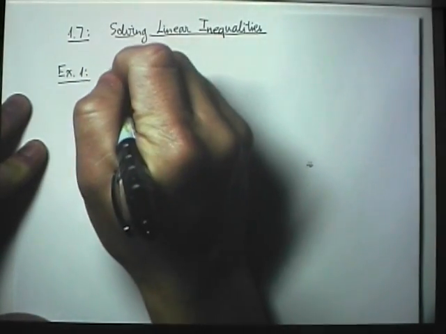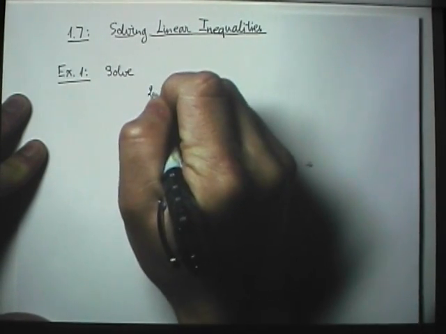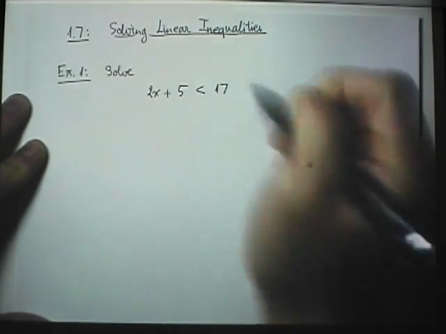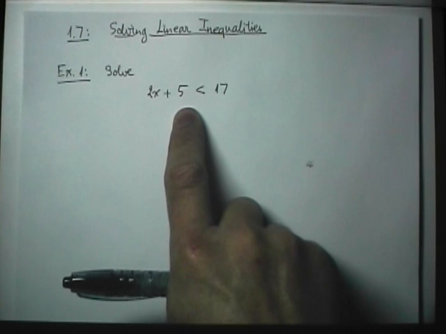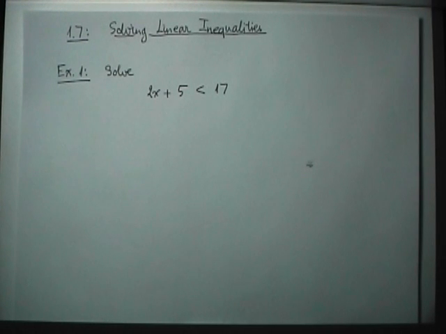So now I'm looking into my first example. Now we would like to solve the inequality 2x plus 5 less than 17. Now, in the world of inequalities, things go slightly differently from solving equations. When solving an equation, we are looking for a finite number of possible values for x that make the two sides equal. So that's how we solve an equation.